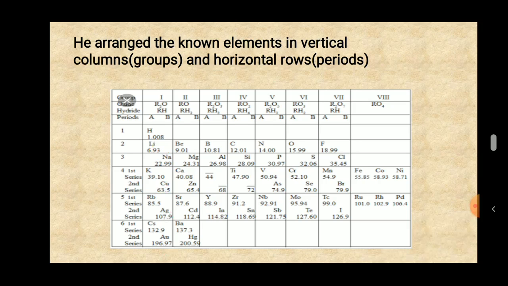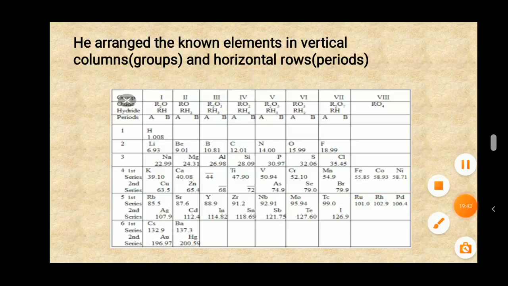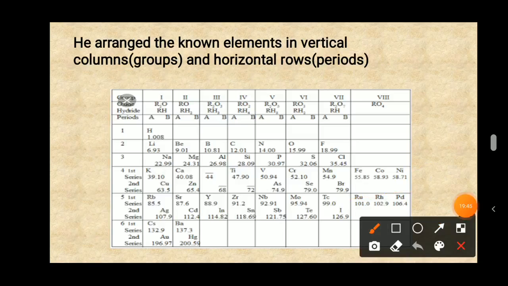Now what is the next failure? Separation of similar elements, like platinum and aurum. Au means aurum, that is gold. Now you can watch it here properly. Here you can see aurum, and then silver also. Now it is separated, but still its properties are similar. So he kept them in a similar way, in a group.